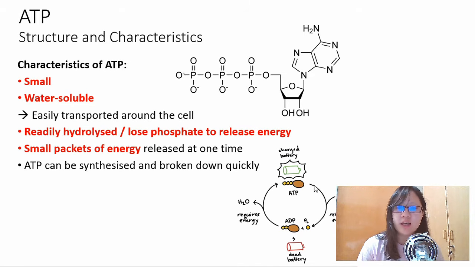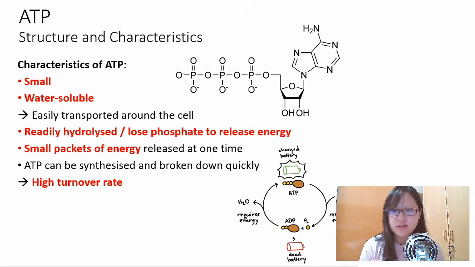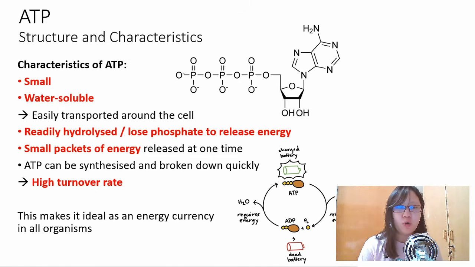So this cycle here happens a lot. This quickness, this rapidness of synthesis and breaking down, we call it a high turnover rate. Now you will see this later on the slides, but this is how high the turnover rate is. Every day in 24 hours, your body synthesizes 40 kilos of ATP. But you don't gain 40 kilos because it's all used in a day. So that's how much is synthesized and broken down in your body. So that's what we call a high turnover rate.